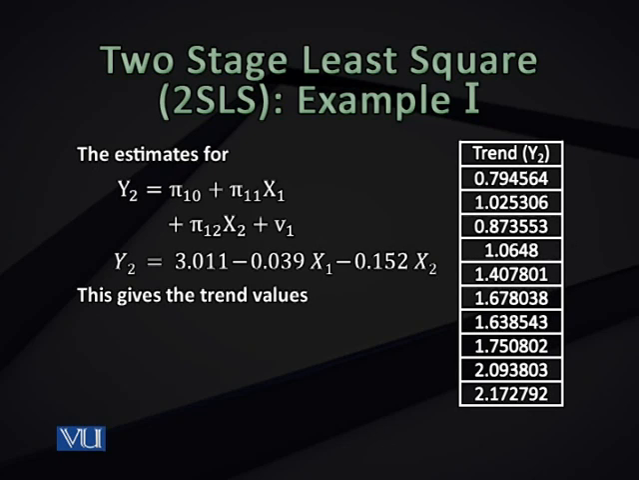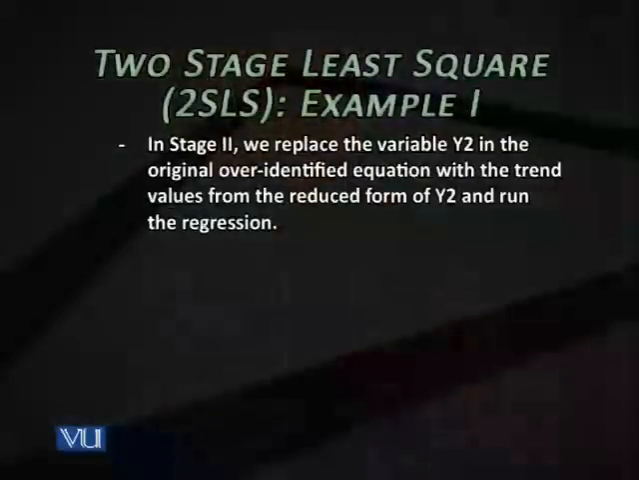Now what we will do is substitute the values of the pairs of x1 and x2 in this equation and solve and get each trend value. You are seeing these trend values in a column on the screen. For example, the first trend value is 0.794564. So these trend values complete stage 1. What we did in stage 1, we wrote a reduced form equation for the variable y2 in terms of reduced form coefficients. We estimated it on the basis of the data that you were just shown. And then we substituted the values of x1 and x2 and computed the values of y2, which we call y2 hat, and they are in front of you on the screen.